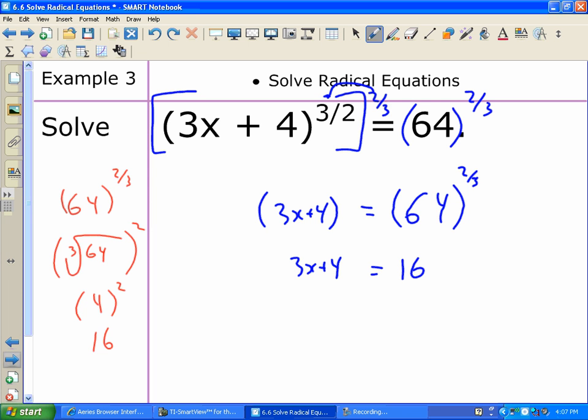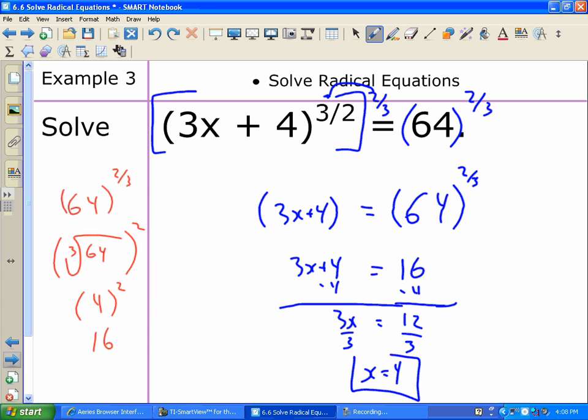That's algebra 1. Solve for x. Minus 4 from both sides. 3x equals 16 minus 4, which is 12. Divide both sides by 3. And x equals 4. Easy peasy lemon squeezy.